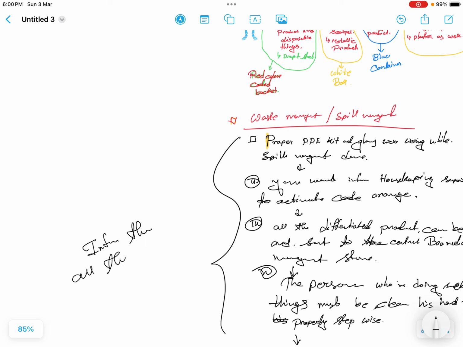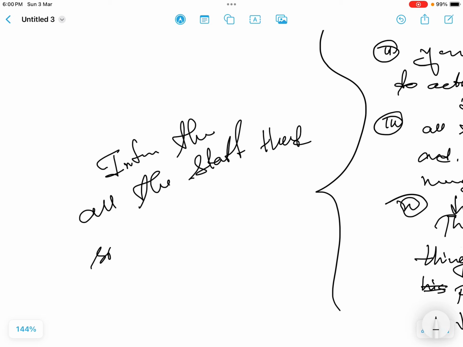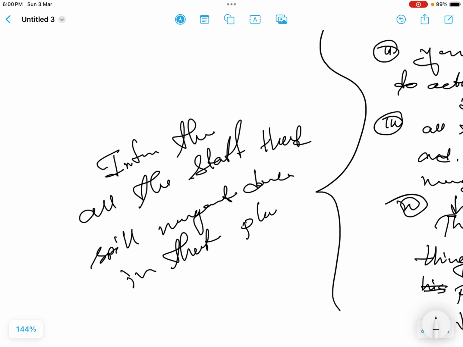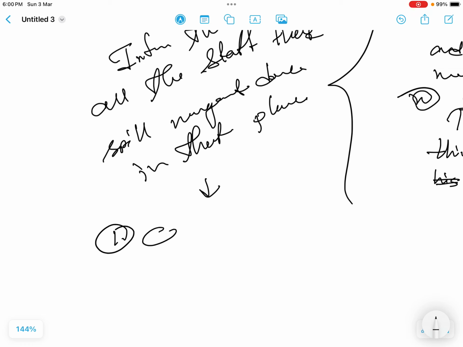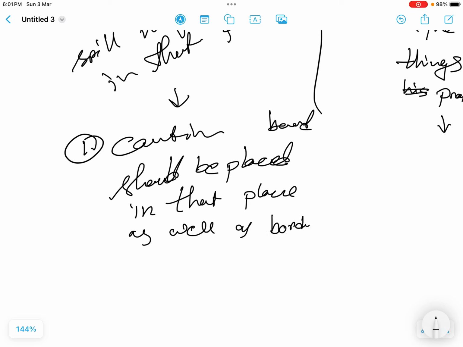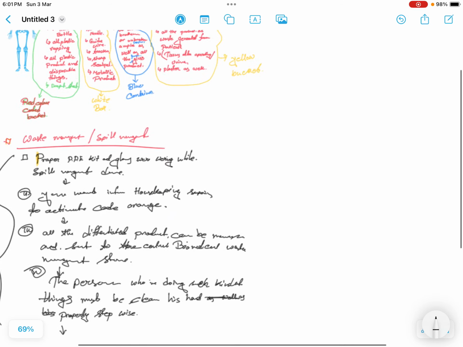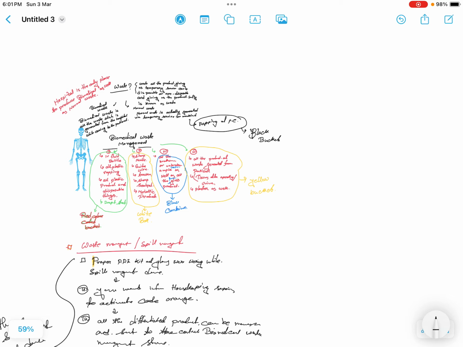Okay, so next step is, while doing all the procedure you have to inform all the staff that spill management is being done in that place. So a caution board should be placed in that place as well as border the area for safety purpose, right?